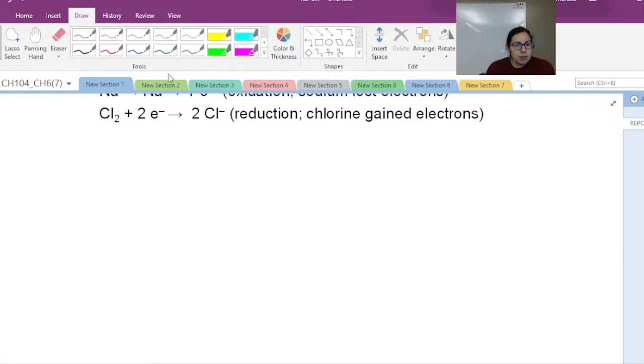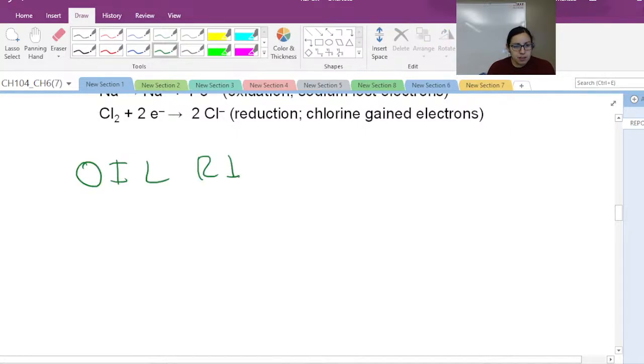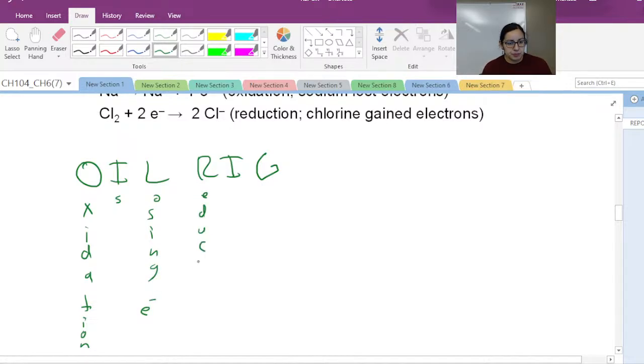I'll give you 2 options. I'm from the South, from Texas, so we love oil there. So we like OIL RIG. This one stands for oxidation is losing electrons, and that means reduction is gaining. So we have that mnemonic.